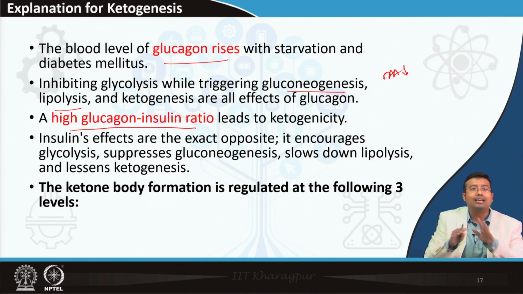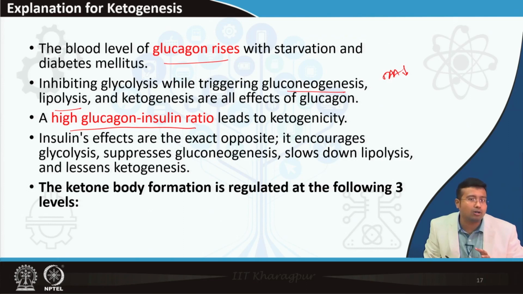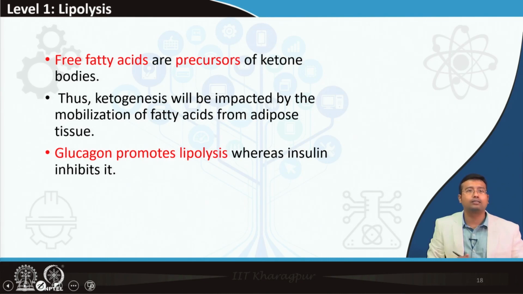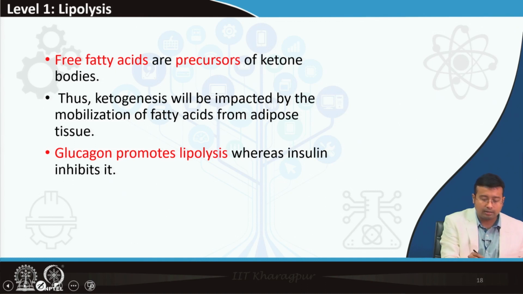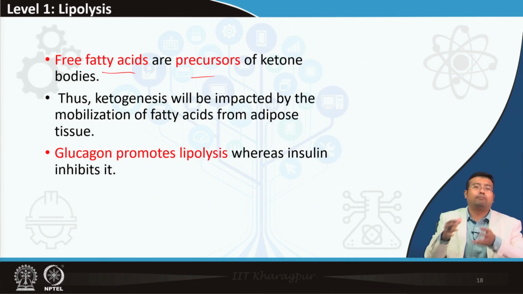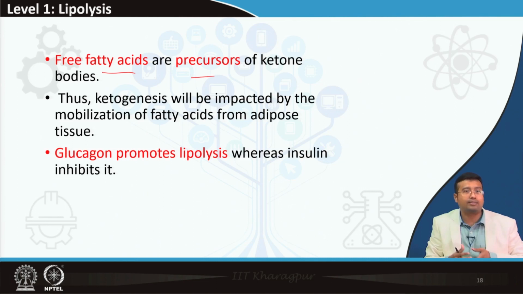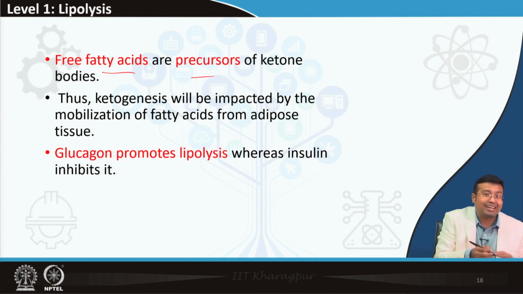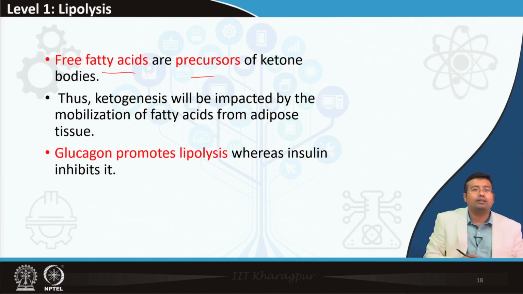So, let us see whether this ketone body formation can be controlled or not. If we know the stages of ketone body formation, we can easily regulate its production. Number one, the precursors of ketone body production, that is free fatty acids, when they are broken down via the action of glucagon or lipolysis. If lipolysis is controlled, then ketone body production can be controlled. So who does that? It is done by a balance between insulin and glucagon.